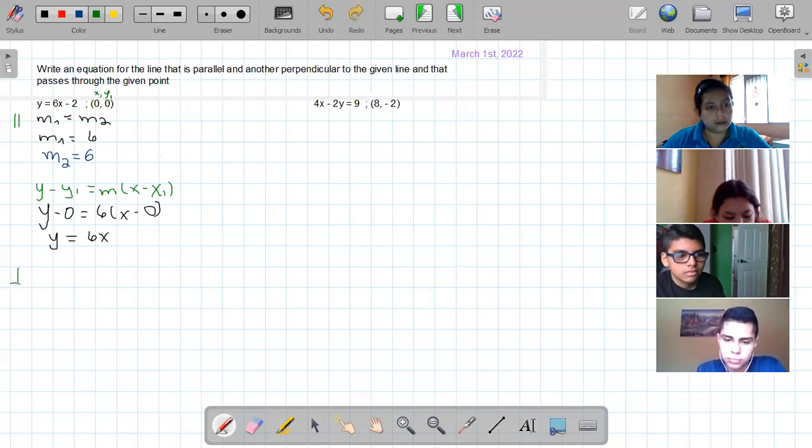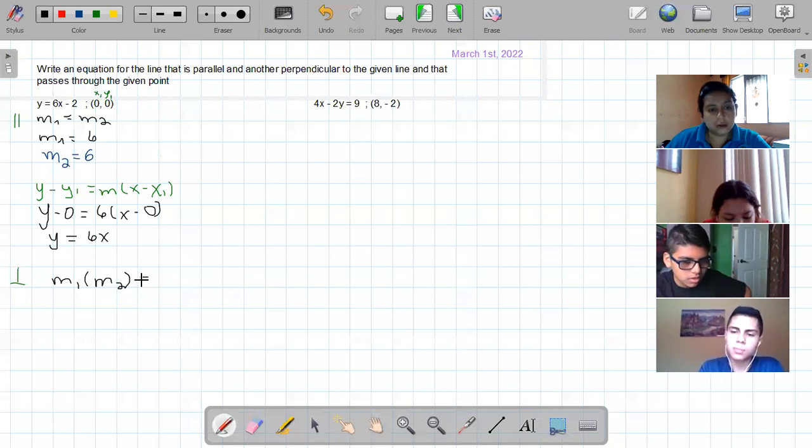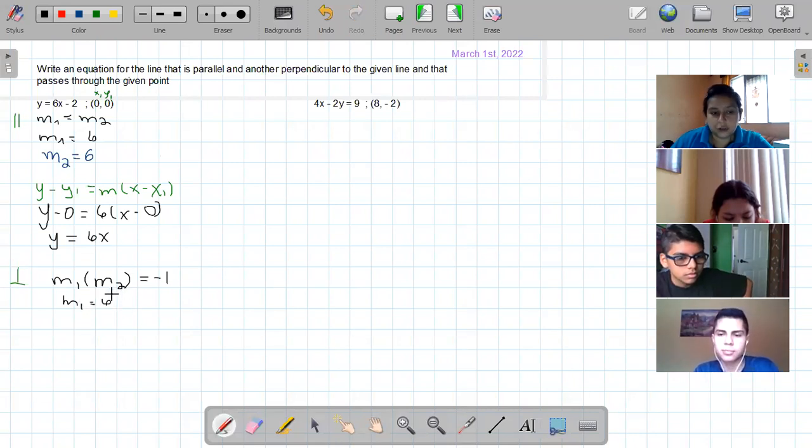There, a perpendicular line. What do I need to do when it is perpendicular? When I have a perpendicular line, I need to have that M1 times M2 equal to negative 1. I already have M1. M1 is 6, okay? I need to find M2. So I'm going to say 6. I'm going to do it in blue.